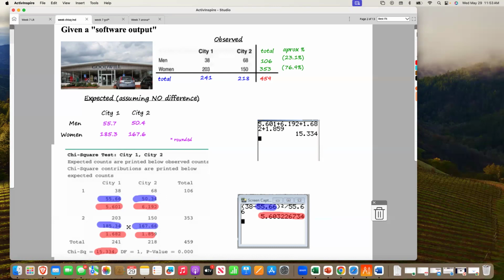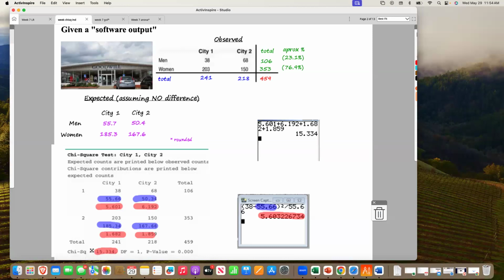Okay. And then what it's going to do is calculate the chi-squared statistic. If you remember, we take the observed count, right? So if I do it just for this cell here to get this 5.601, which again, I'm using some rounded values from over here. These are even rounded values as well. So if I take the observed value 38, subtract the expected, square it, divide by the expected, I get 5.603, which corresponds with this number here. Okay. And then all I need to do is add all those numbers up. So that's what I'm doing here, adding them all up, and I get 15.33. And there's my chi-squared statistic.